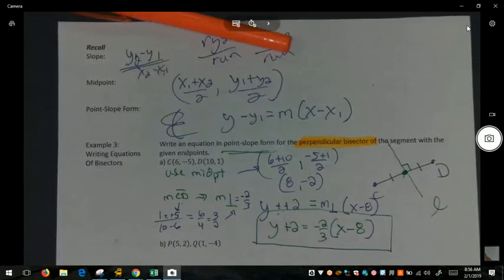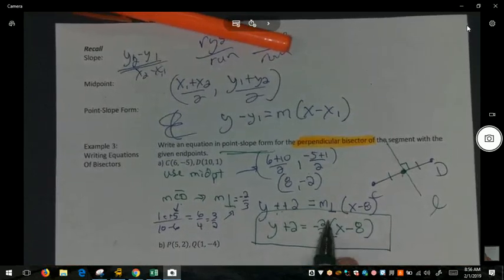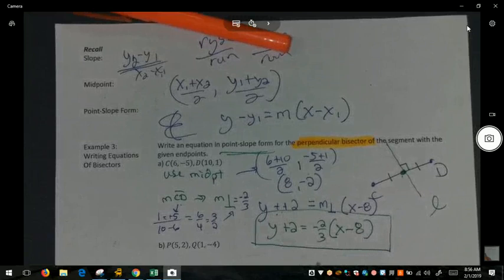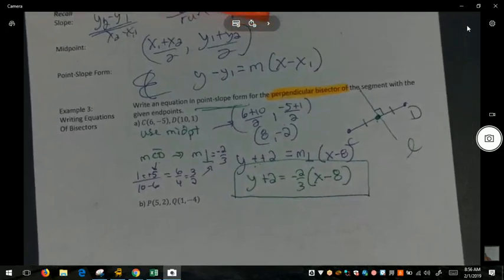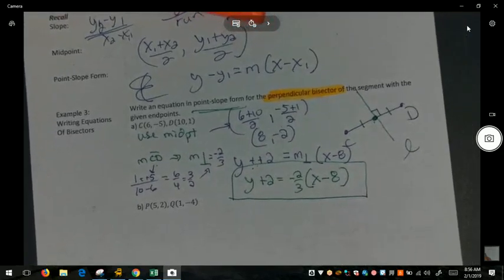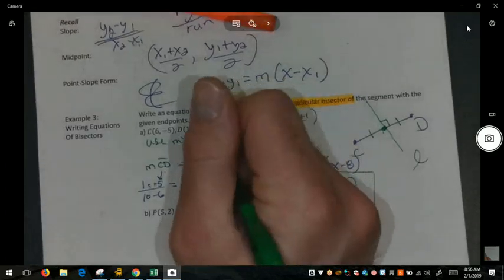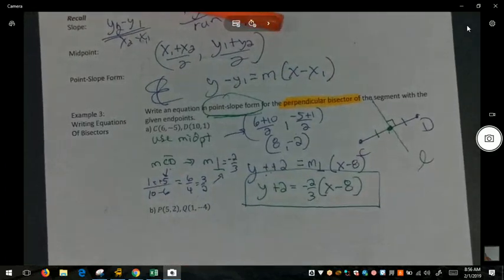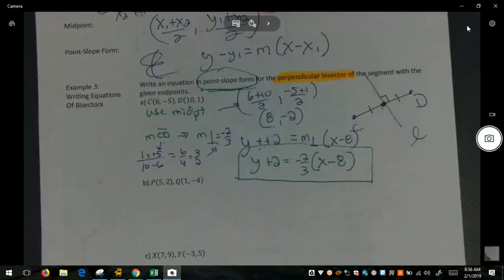If they also wanted slope intercept form, I could distribute the negative 2/3 and subtract 2 from both sides, and I would have it in slope intercept form. For this section, we're in luck. We're only asked to put it in point slope form. If you'd like to pause and try letter B, I'll reveal the answer to that in just 1 second.